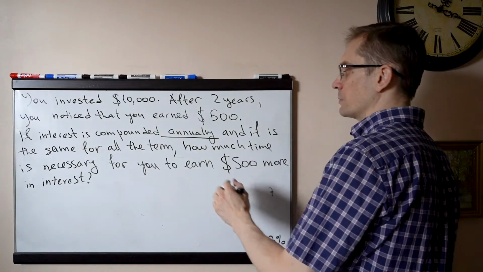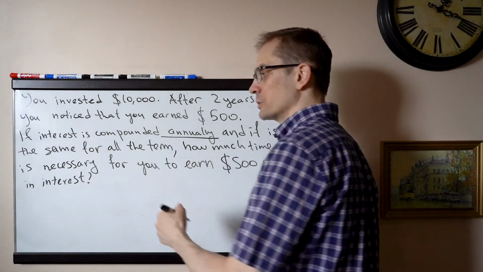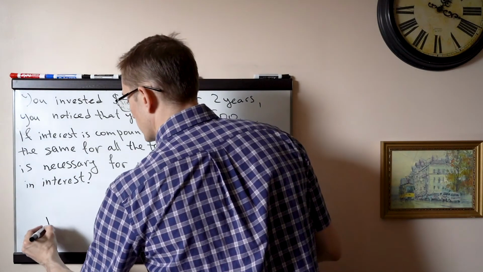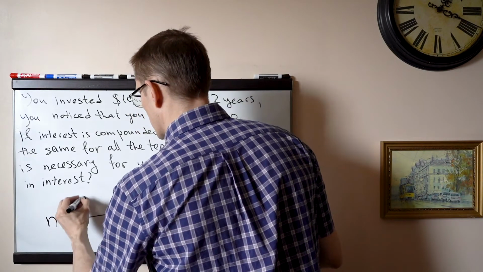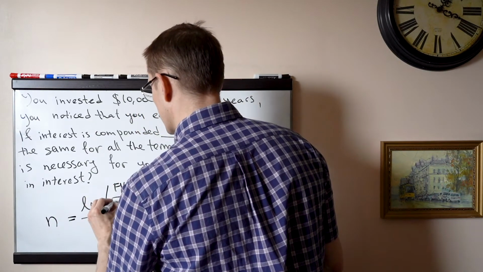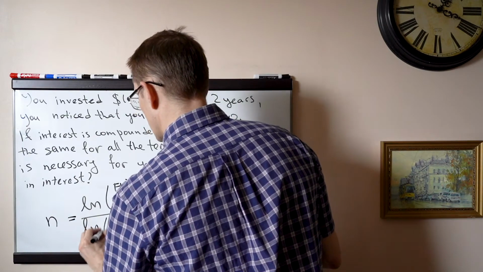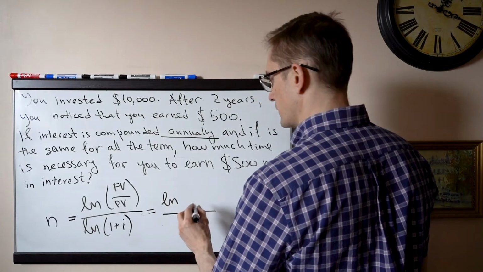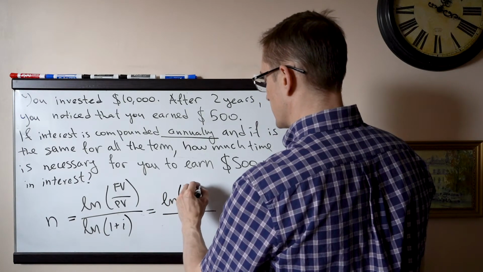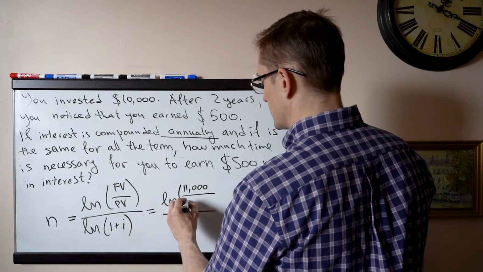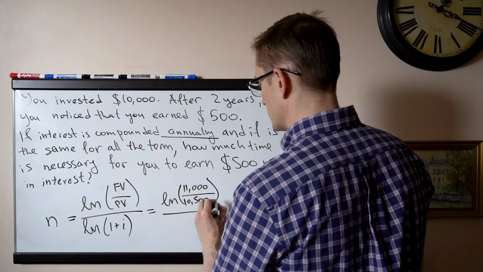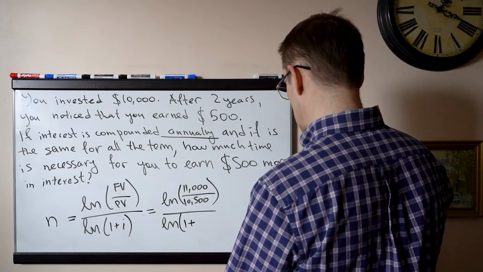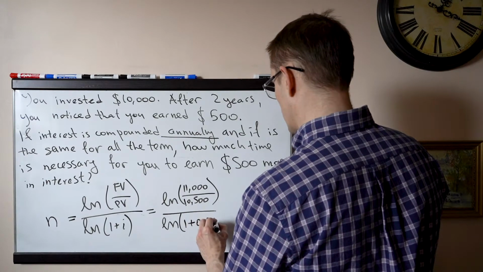And the second part of the problem is about time. How much more should I wait to get my additional $500 of interest? So that will call for the formula for n. We have logarithm of future value divided by present value, then divided by logarithm of 1 plus I. So on top we have the logarithm of future value, $11,000, divided by $10,500. Then we will divide by the logarithm of 1 plus 0.0247.